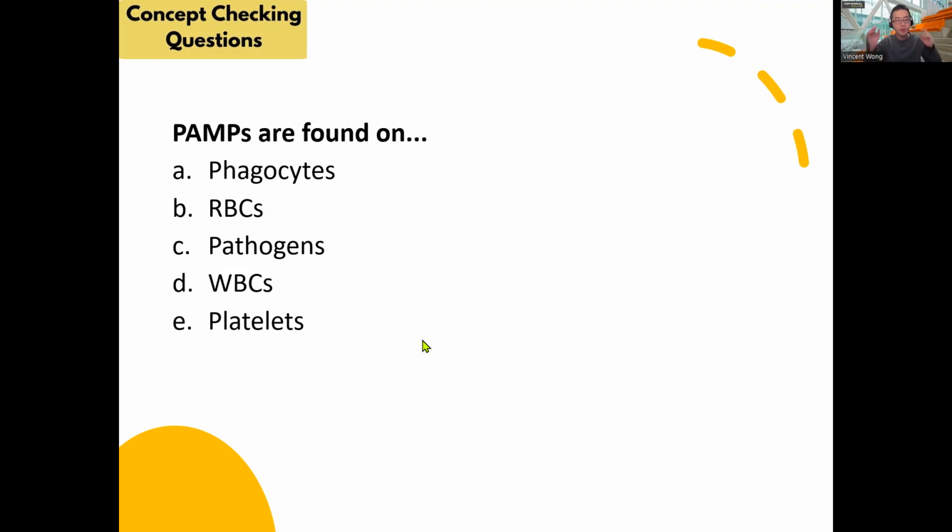Okay, a lot of people choose phagocytes. That's a misconception. The PAMs are found on the pathogens. They are found on the bacteria. They are found on the viruses. But the phagocytes and the white cells are the ones that recognize the PAM. So if they see something that has PAMs on them, they will eat them. The PAMs again stands for pathogen associated molecular patterns, right? So these are groups of molecules that are found on the pathogens. Hope that makes sense.